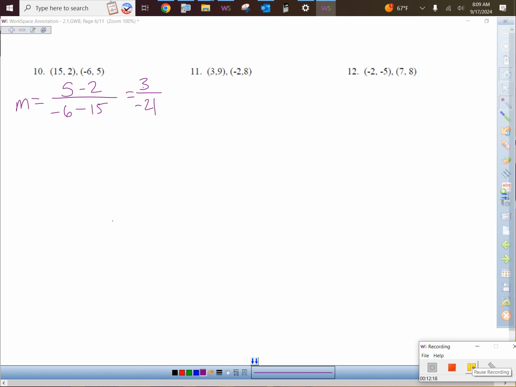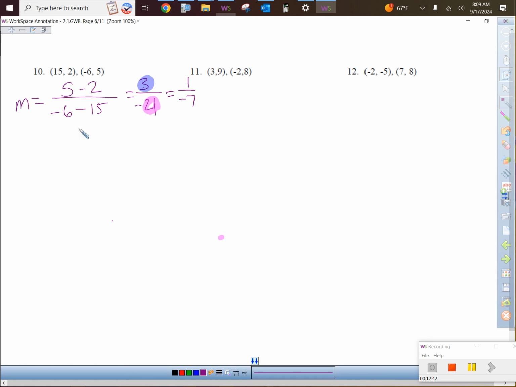On my setup, I got a 3 upstairs and a negative 21 downstairs. Talk to your neighbor if that reduces. Is there a number that goes into each one of those evenly? Doesn't 3 go into each one of those evenly? So reduce it by a factor of 3. And how you type it in, it doesn't matter where the negative goes. If you have the negative upstairs, if you have the negative downstairs, you have the negative right in front.